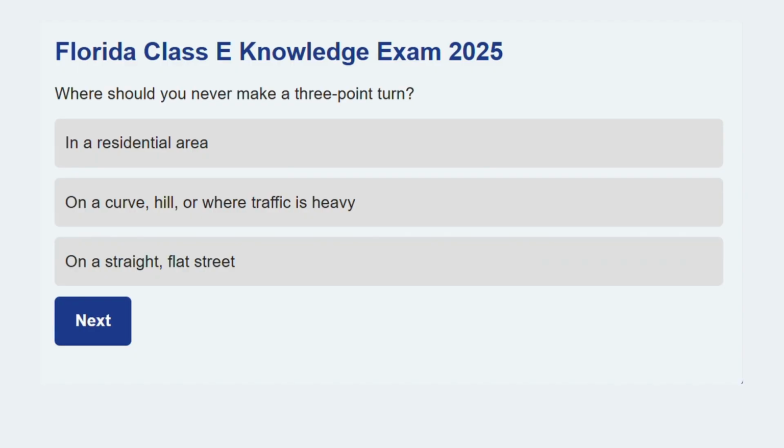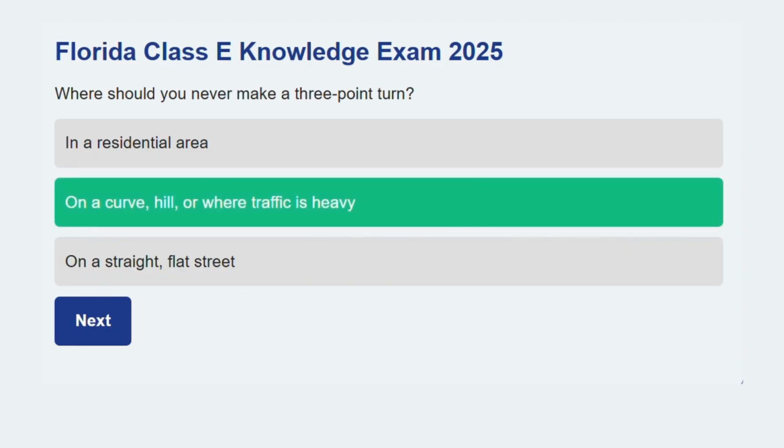Time for a new question. Where should you never make a three-point turn? On a curve, hill, or where traffic is heavy. These locations have poor visibility and high traffic, making a turn dangerous.